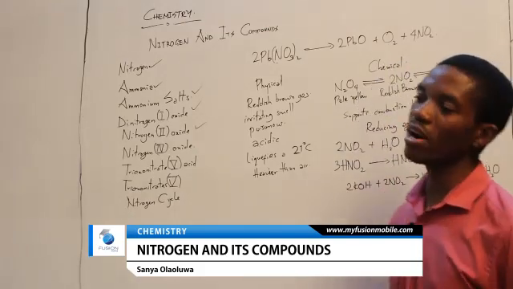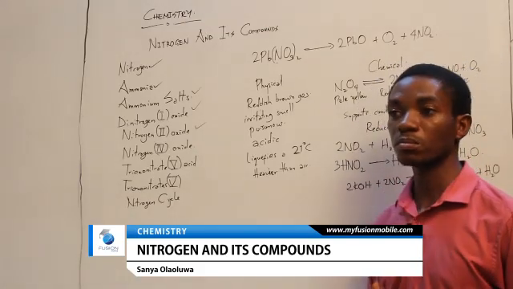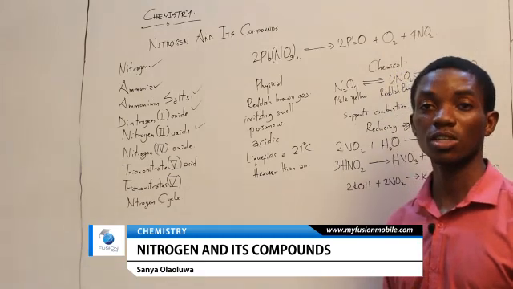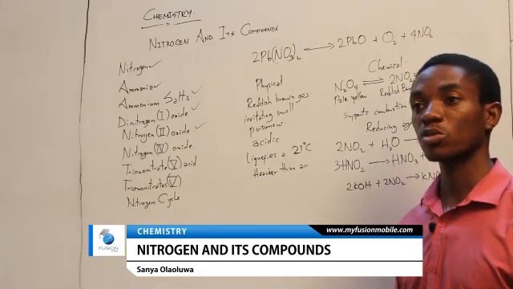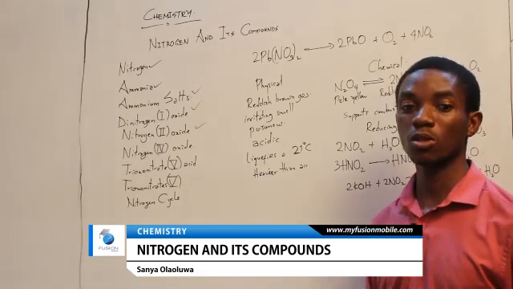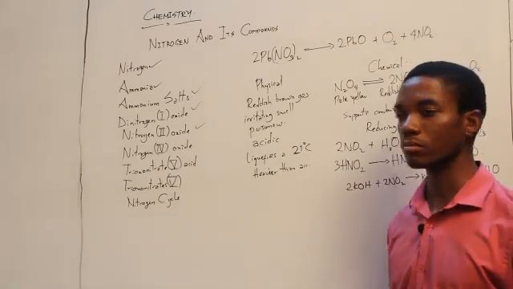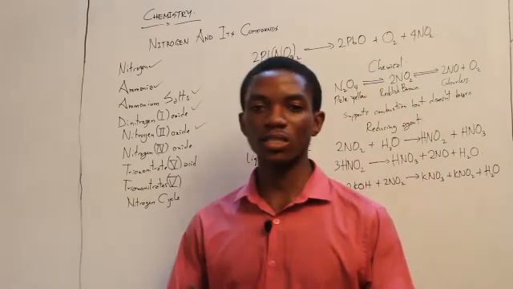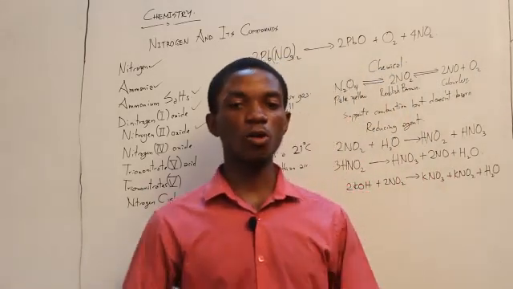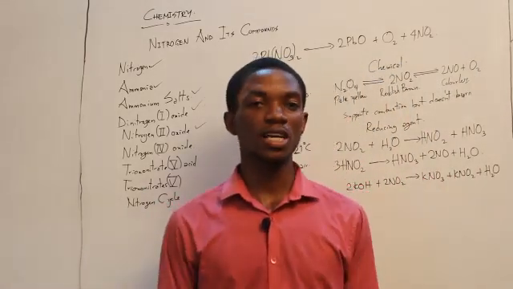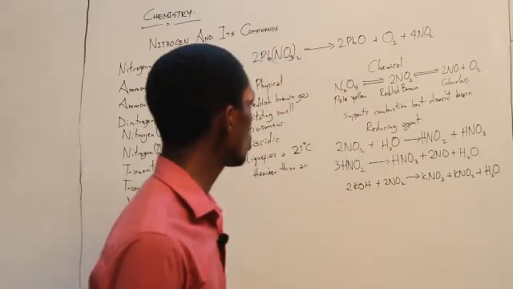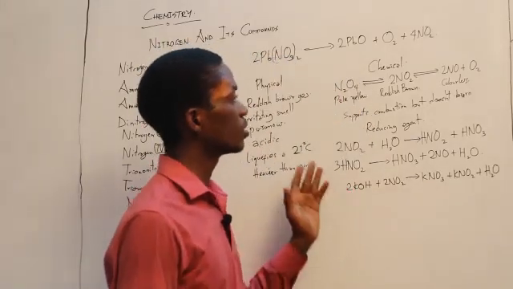Also, it liquefies at about 21 degrees Celsius to form a pale yellow liquid, and it is heavier than air. So when it is exposed to air, it tends to fall. So it is called a falling gas. Of course, let's look at the chemical properties of the gas.